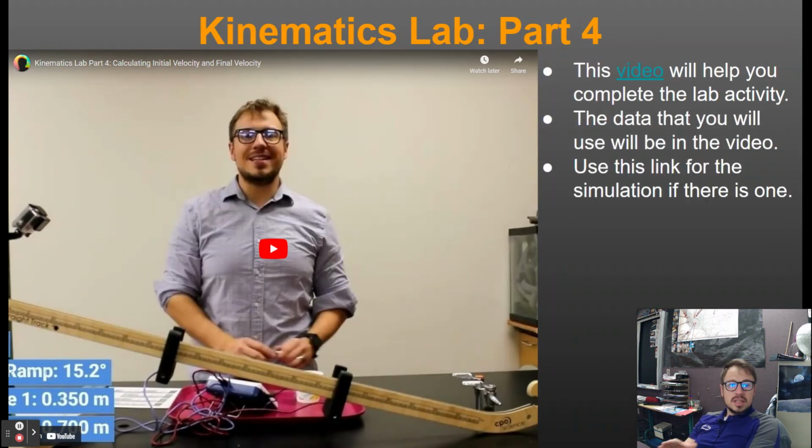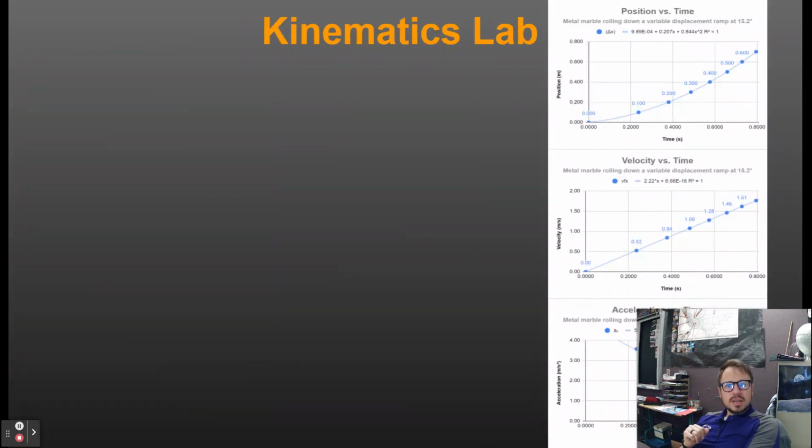So we did the kinematics lab in which we were rolling marbles down a ramp like this, and we were timing it with the photo gate. You can see that in that little thumbnail there. Now this is part 4. There are videos for the whole kinematics lab, but I just want to go over these kinds of problems.